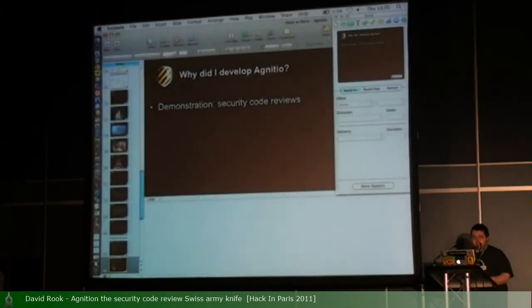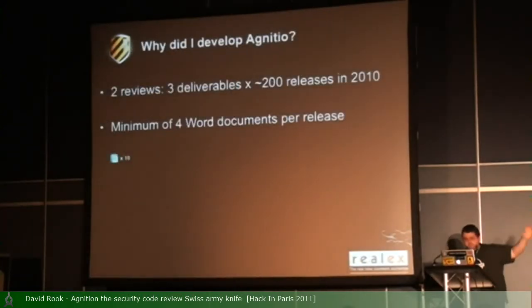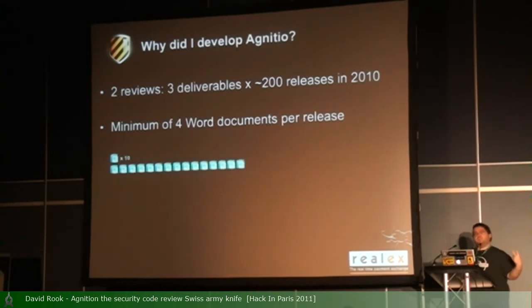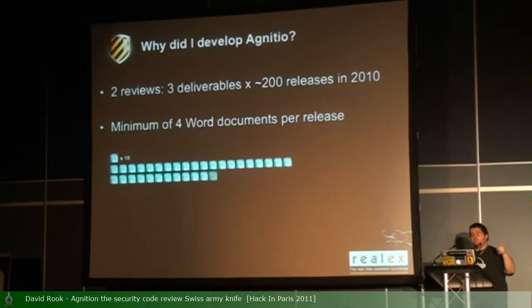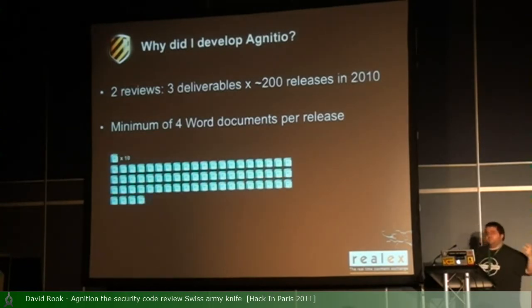So, quickly onto the next slide. As I said, we were producing crazy amounts of Word documents. If you think we had 2 Word documents for every single code review, times 2 for every release, which meant that we were producing 4 Word documents for every release. It starts to become a bit ridiculous at that point.